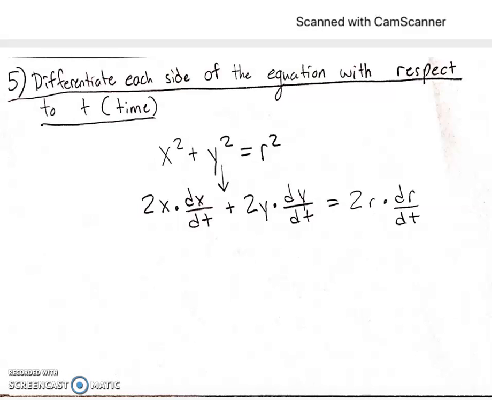The fifth step is to differentiate each side of the equation with respect to time. As we differentiate, x squared becomes 2x times dx/dt, y squared becomes 2y times dy/dt, and r squared becomes 2r times dr/dt.